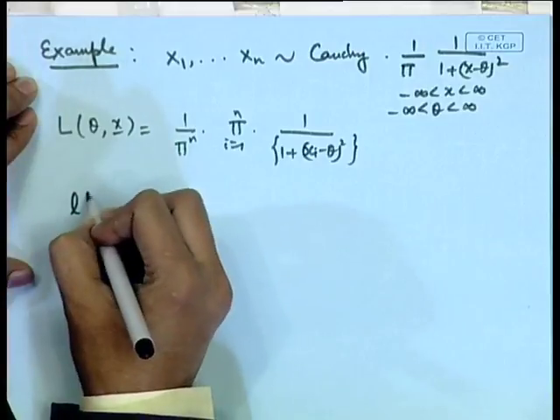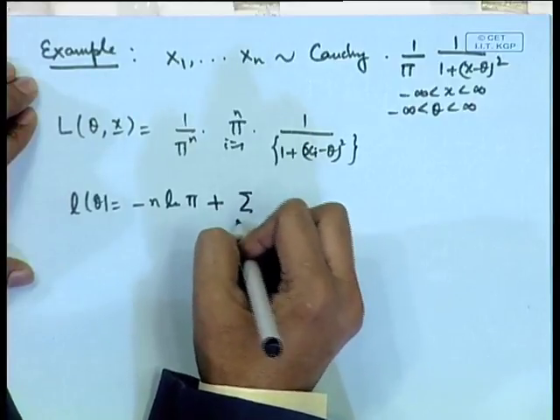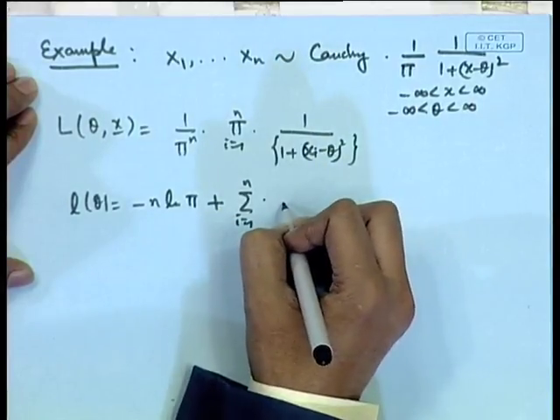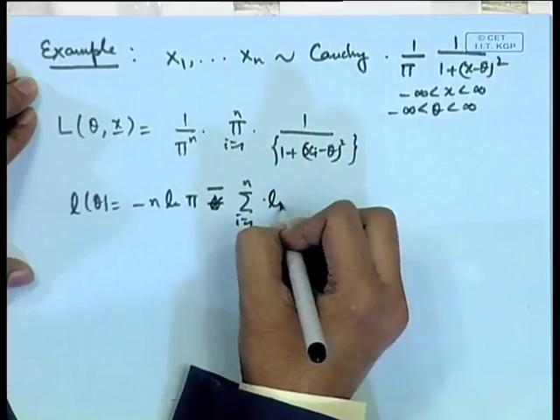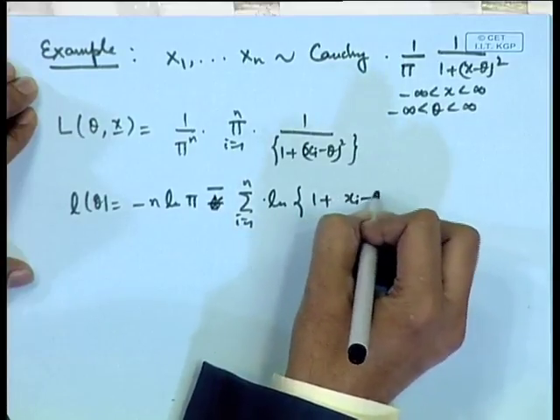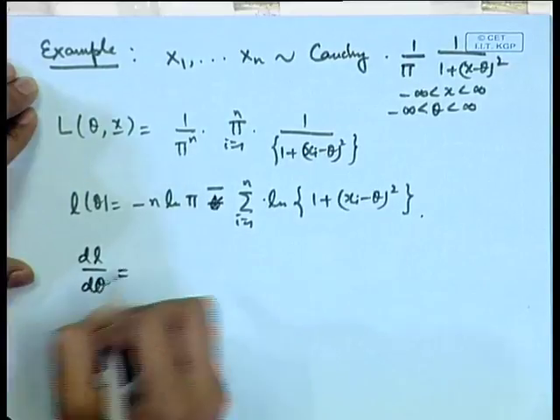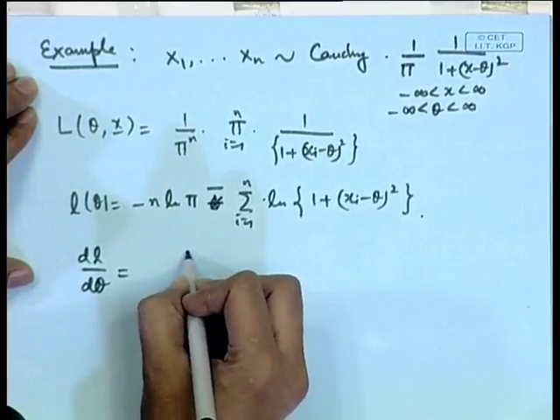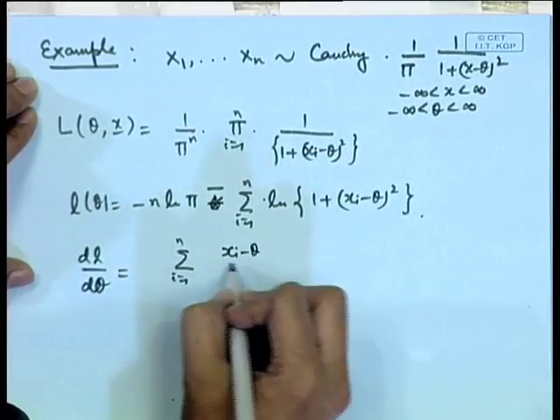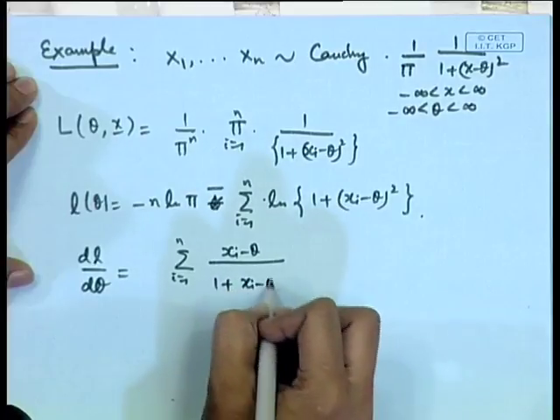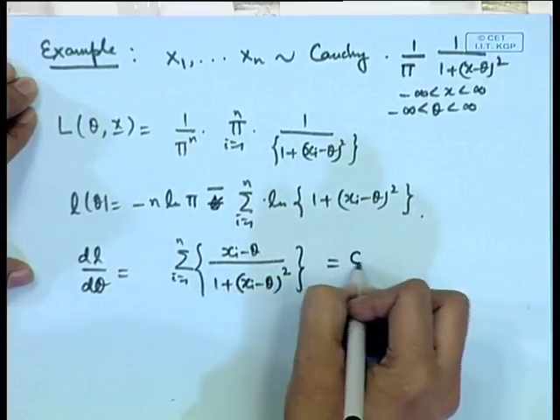So, the log likelihood function is then equal to minus n log pi plus sigma i equal to 1 to n of log of this term, which we can write as minus log(1 + (xi minus theta) squared). So, dL/d theta equal to 0, that is the likelihood equation, will be sigma i equal to 1 to n of (xi minus theta) divided by (1 + (xi minus theta) squared), this is equal to 0.